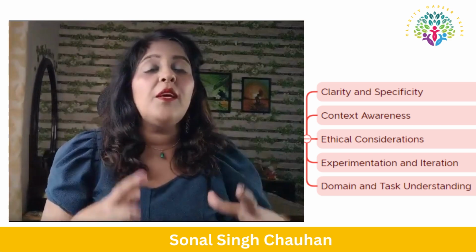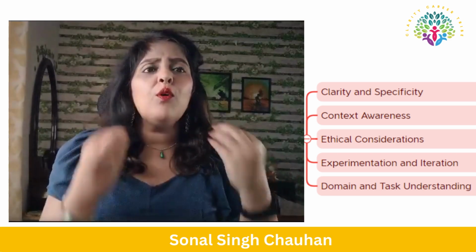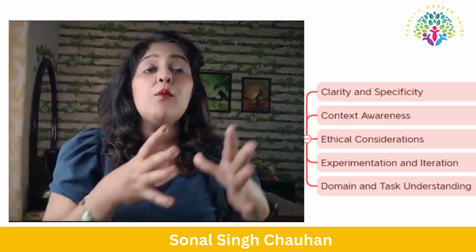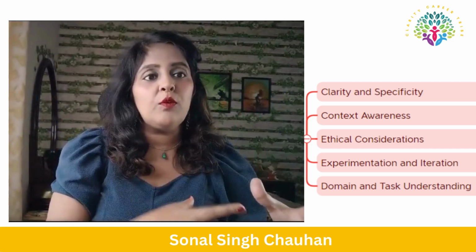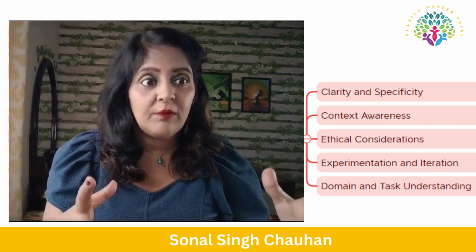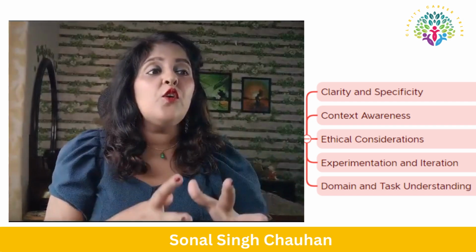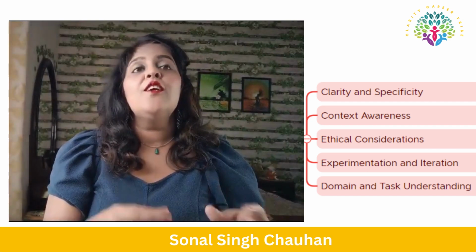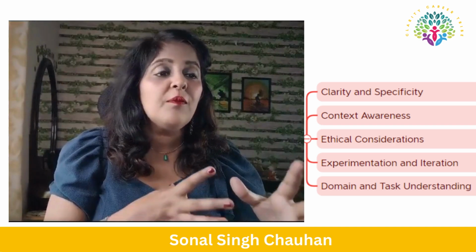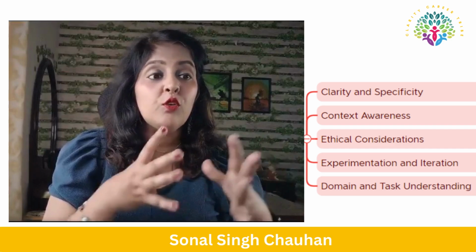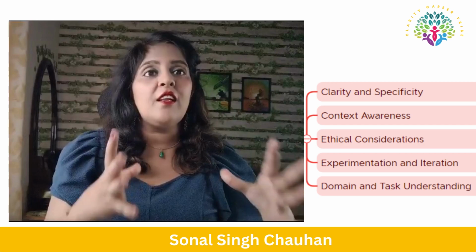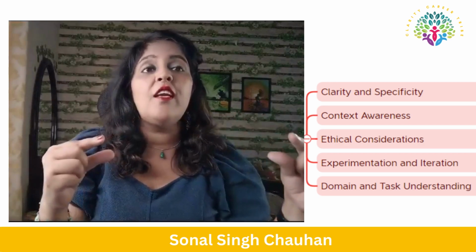The next one is experimentation and iteration. The more you experiment and the more you iterate on the same prompt, the nearer you will get to your expected output. So keep experimenting with your prompts as well as iterating. The last one is domain and task understanding. Before giving the prompt, if you really want to get the expected output, you should be very clear about your task and the domain, exactly what you are looking for, before designing any prompt.